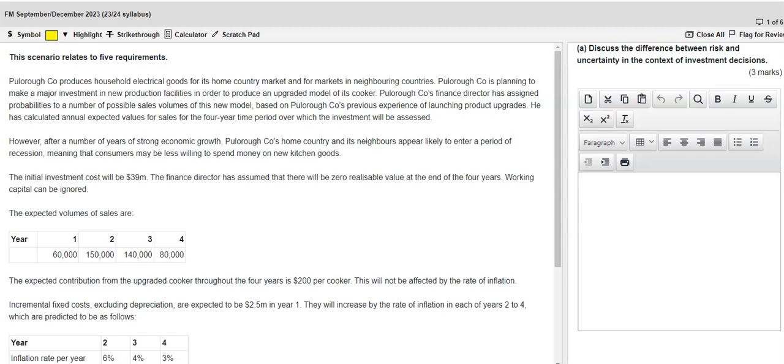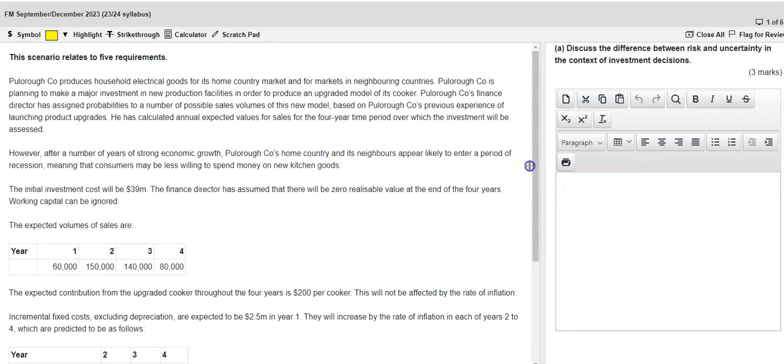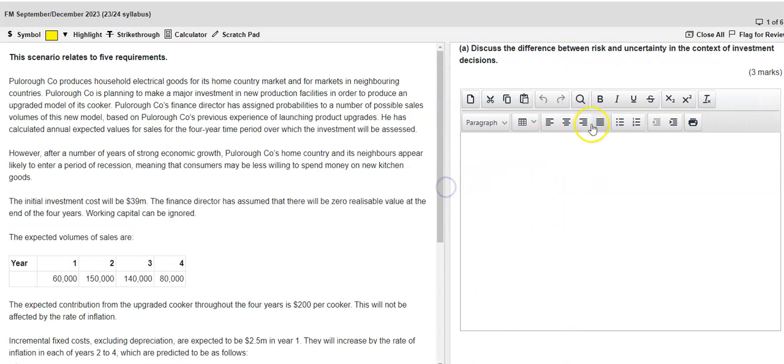Hello everyone, guys, let's discuss the question from September-December 2023 attempt. So this is an investment appraisal question. So let's start from the requirement. Discuss the difference between risk and uncertainty in the context of investment decision.